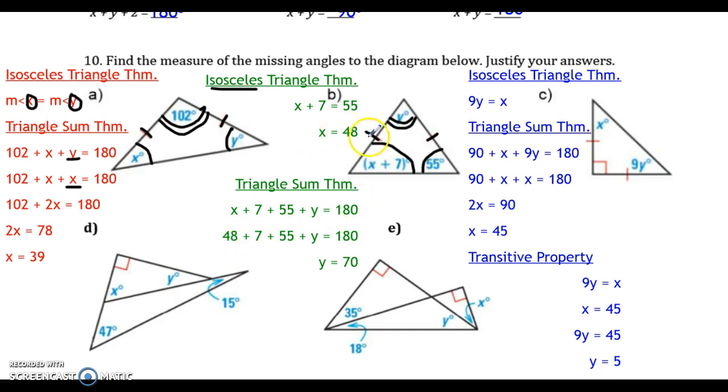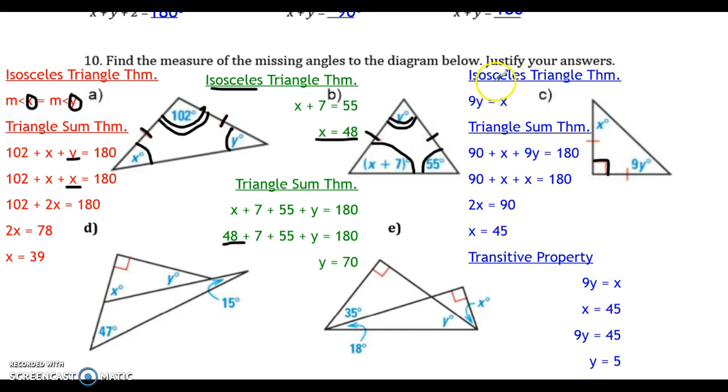We did some substitution to say that x is equal to 48, so that goes in here. 48, 7, and 55 added together and subtracted from 180 gives us 70. So there's our unknown.